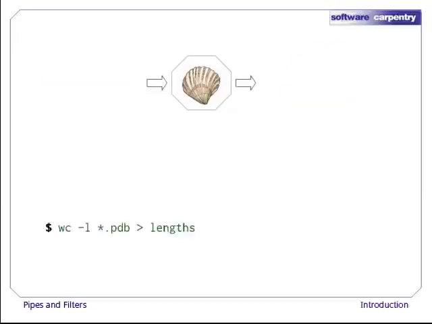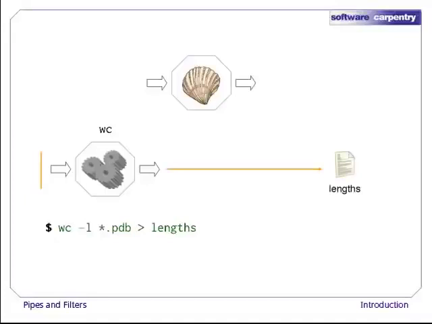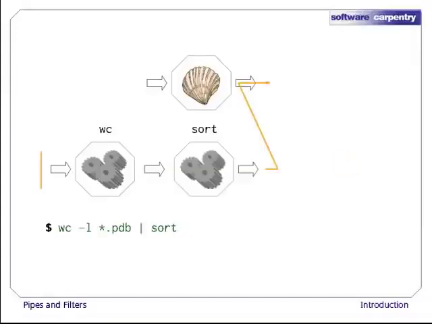For example, if we run wc -l star.pdb > lengths, the shell starts by telling the computer to create a new process to run the wc program. Since we've provided some file names as arguments, wc reads from them instead of from standard input. And since we've used > to redirect output to a file, the shell connects the process's standard output to that file.